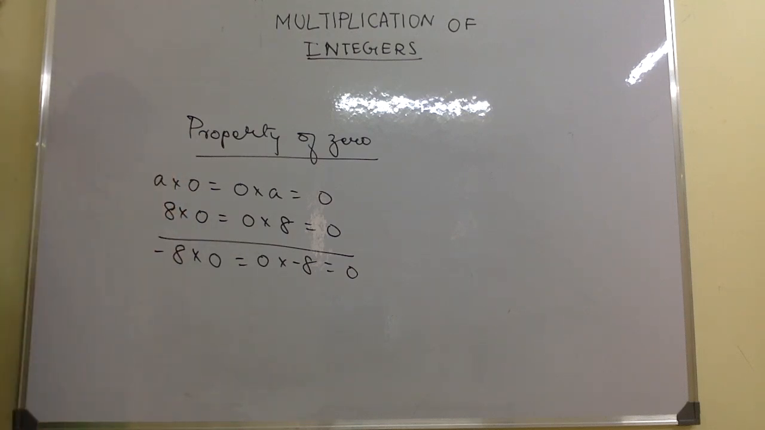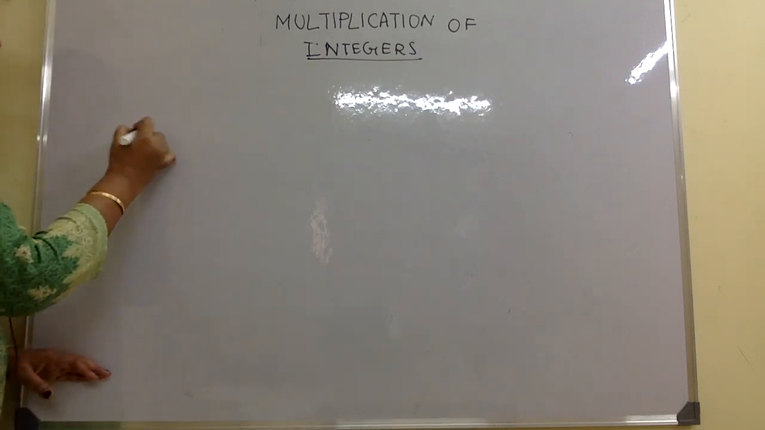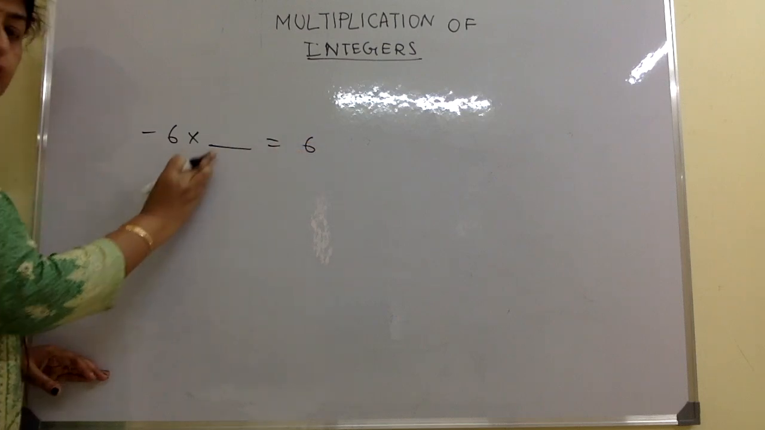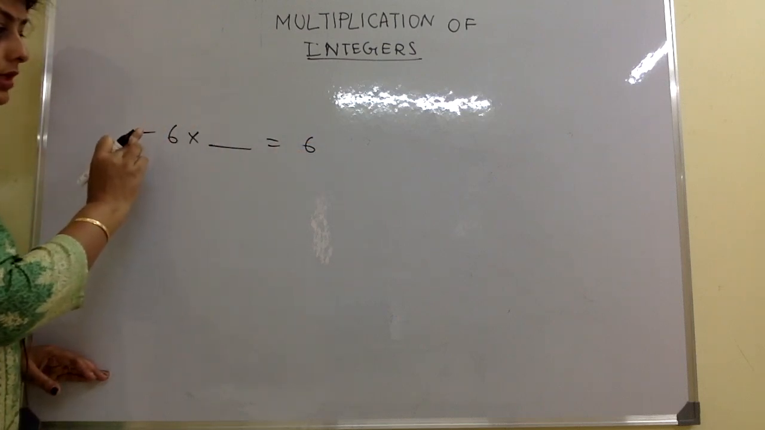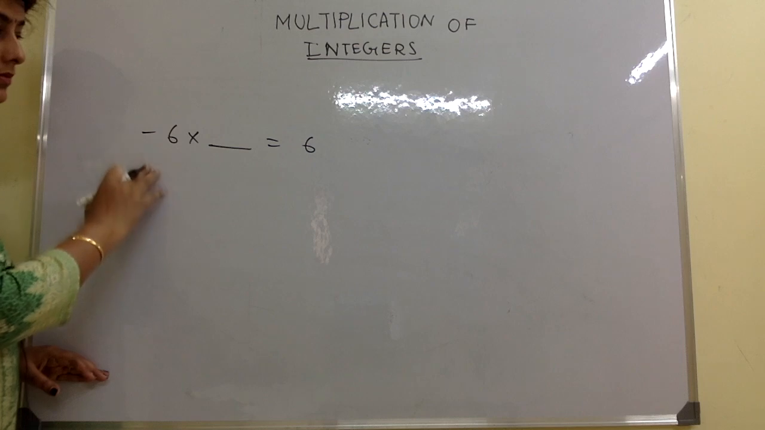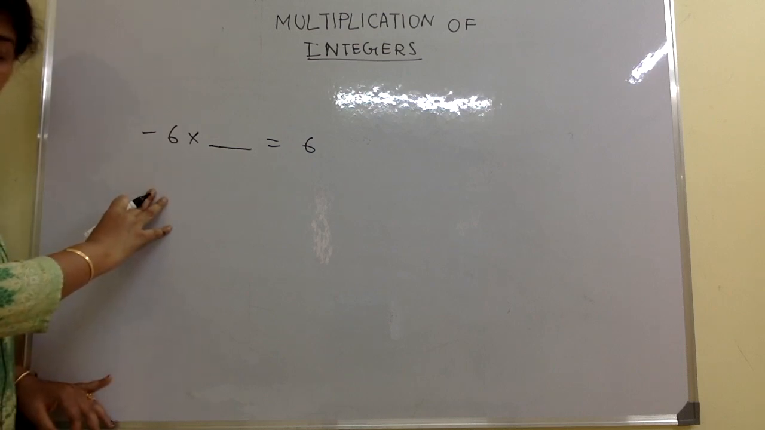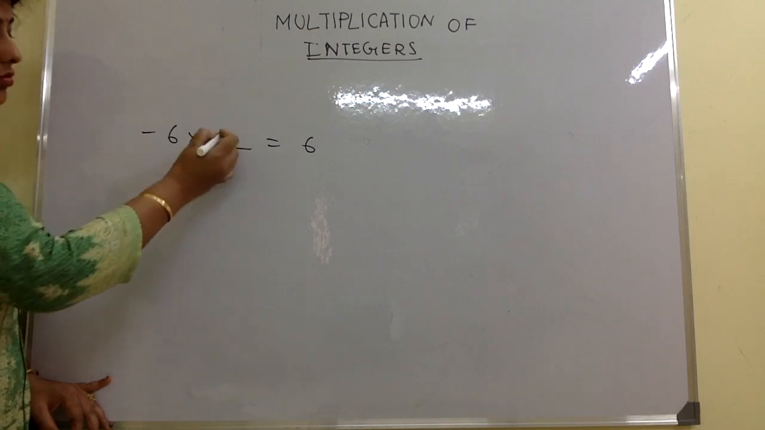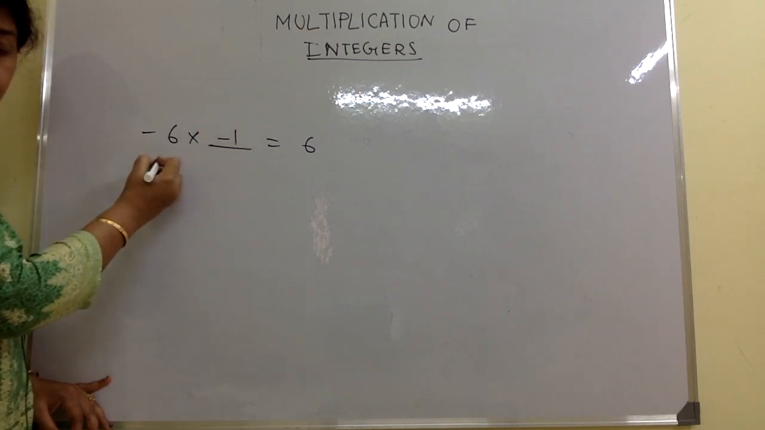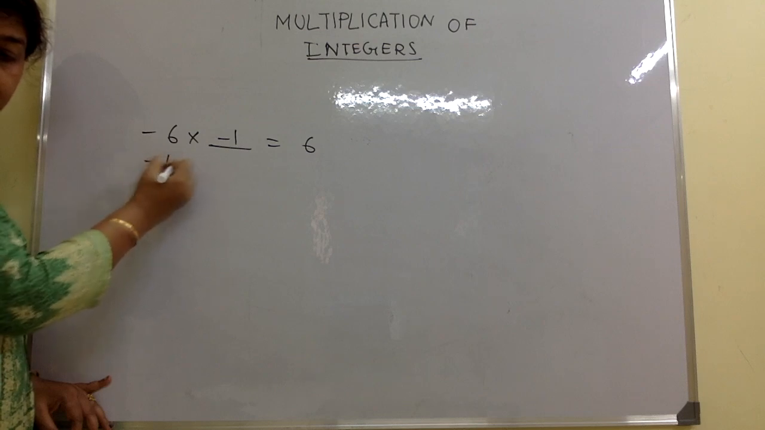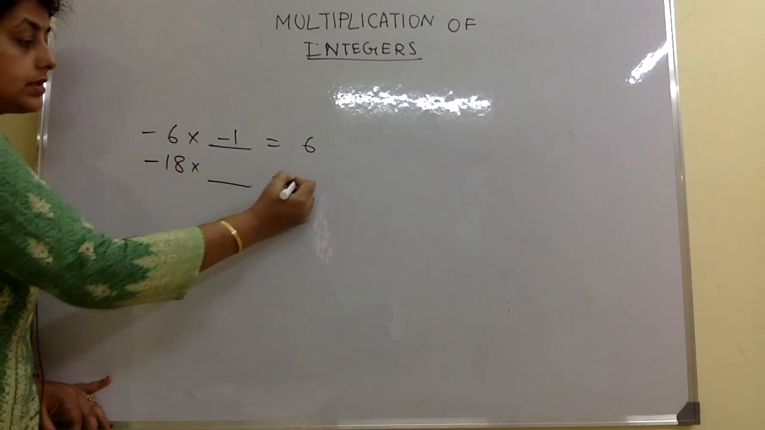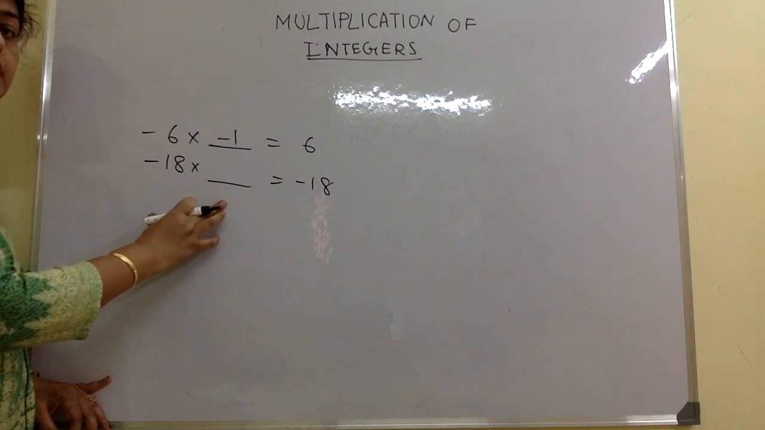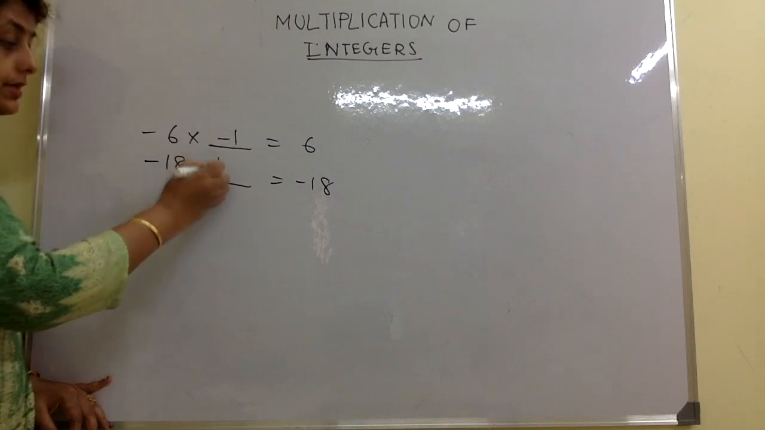So let's do a few sums based on this. Minus 6 into dash is minus 6. Now what is this going to be? Minus 6 into what can give you a minus 6? Into 1, isn't it? Then minus 18 into what is a minus 18. Now which property is it using? It is using the multiplicative identity.